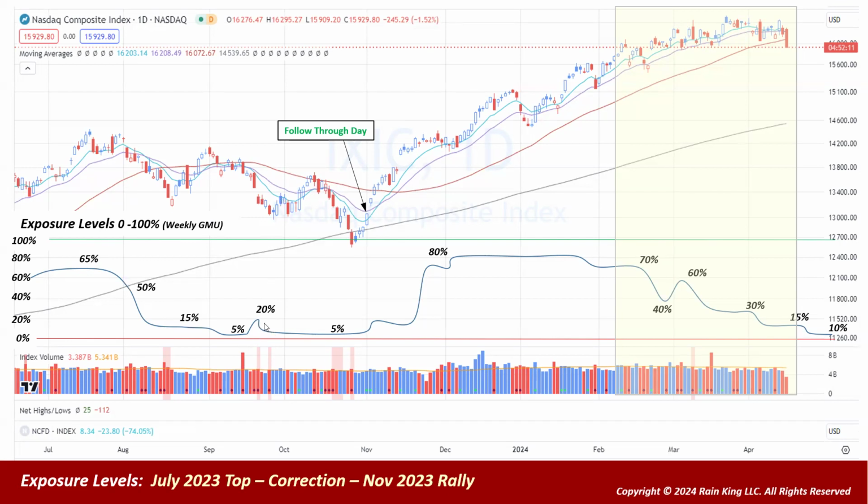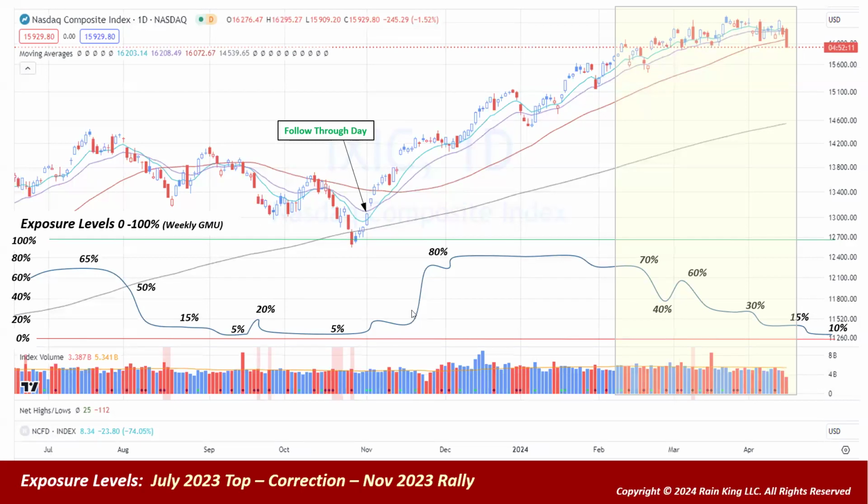The market was giving us a follow-through day. So we got back in a little bit. But then that follow-through day quickly rolled over, and I brought exposure levels back down to 5%. And then we got the next follow-through day, and here's how it played out. We were at around 5% when we started. We got up to the 15% level, almost 20% level, a week or two into the rally.